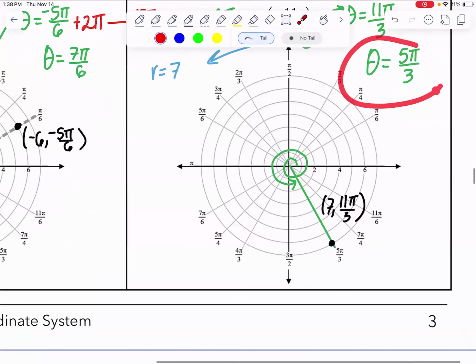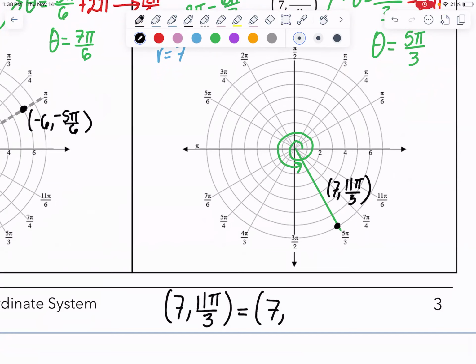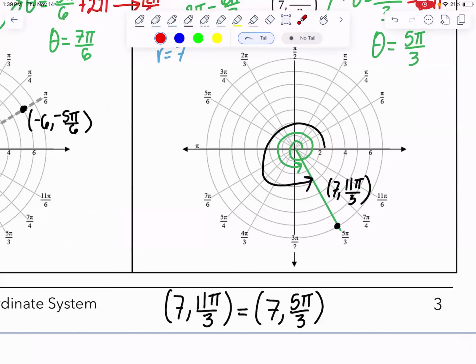So we plotted theta equal to 5 pi over 3. So this point right here, for all intents and purposes, this point is represented as 7 comma 11 pi over 3. That's what we plotted, right? But it's the same thing as 7 comma 5 pi over 3. These represent the same point. Whether you got there going this way or you got there going all the way around, it doesn't matter. You'll still end up with this same location.